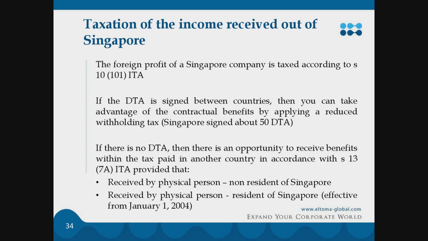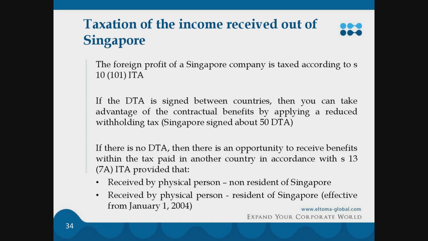We also know that in Singapore we have some income received out of Singapore and how it will be taxed. It will be taxable or non-taxable. Should we use the territorial principle, or are there maybe some other points to be used? The foreign profit of a Singapore company is taxed accordingly to Section 10 of the Income Tax Act.